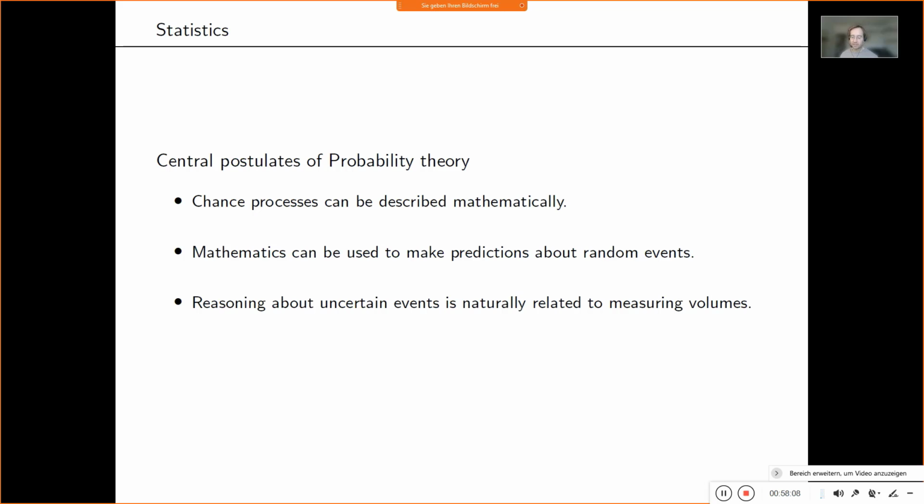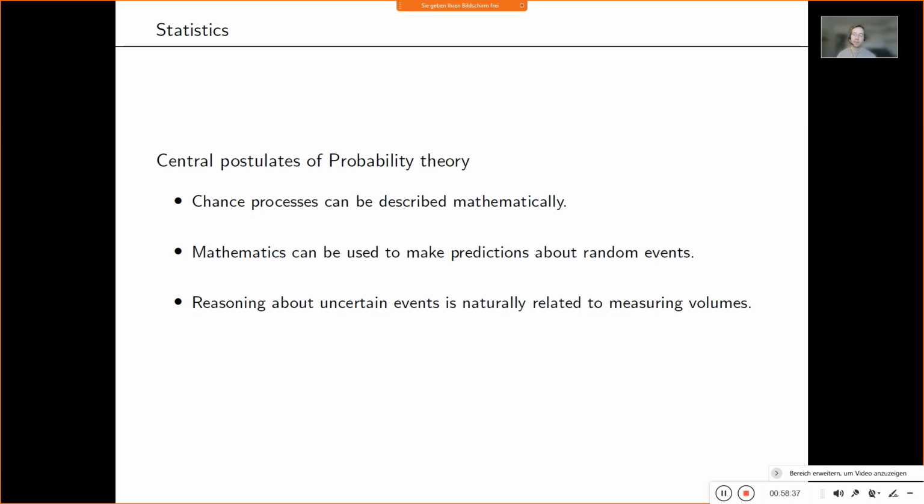Of course, randomness in the world, or perceived randomness, kind of exists irrespective of whether you have a mathematical model of that or not. But the idea is that you can use mathematics to describe them, and you can use mathematics to make predictions about random events, which then also have proven to work essentially.